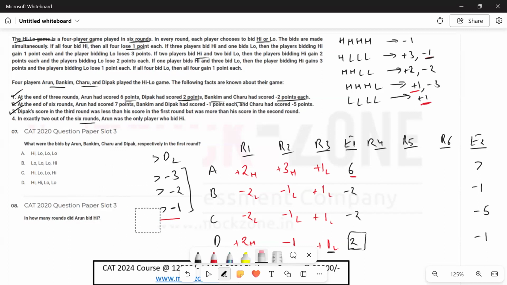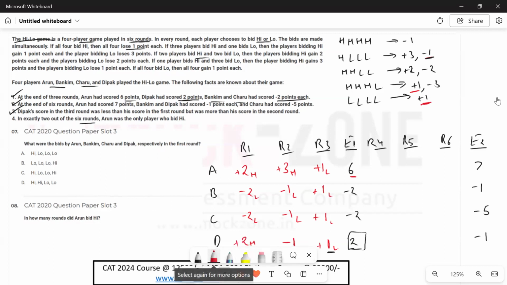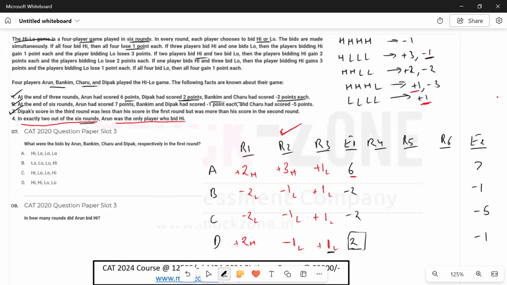How will we figure out the next three values for the next 3 rounds? इसमें तो हमें D की values पता थी जिससे हमने बाकी values निकाल दी. But in this next 3 rounds, we don't know the individual value of any round. But in the fourth statement, it says that in exactly 2 of the 6 rounds, A was the only player who bid high. So one round in which A was the only player where he bid high was round 2, क्योंकि round 2 में सिर्फ A ने ही high किया, बाकी तीनों ने low किया है. ठीक है, this was also low. So there has to be one more round where A is bidding high. So let us assume that it is R4 for now.